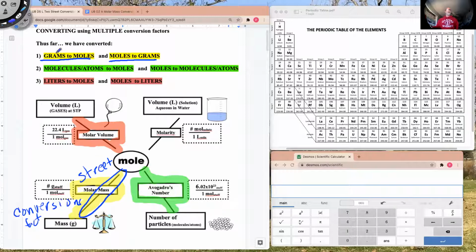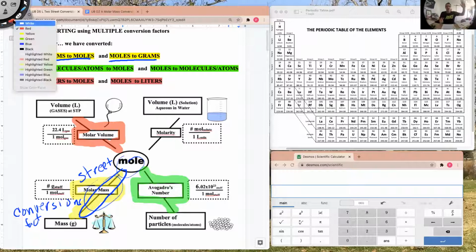So this would be one street. If we converted grams to moles, going from grams to moles, we'd use the molar mass. And if we were gonna go from moles to grams, we'd use molar mass. Do you guys see how that works? Mr. Edwards, oh my gosh, blown away. Let's do the next one.